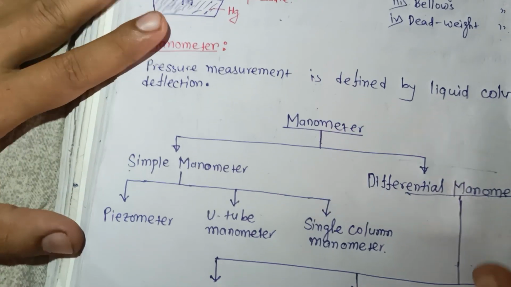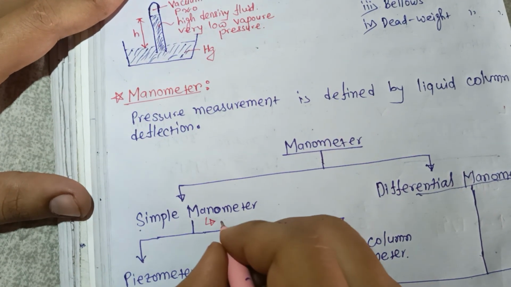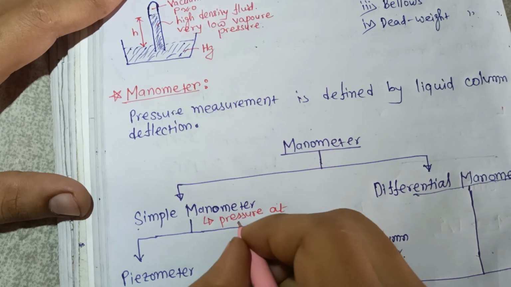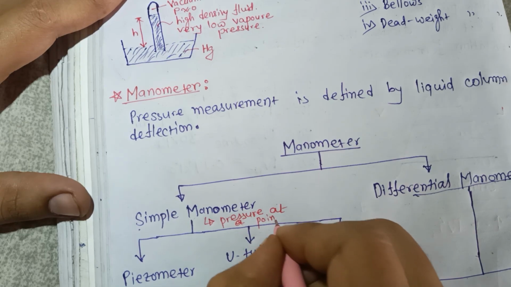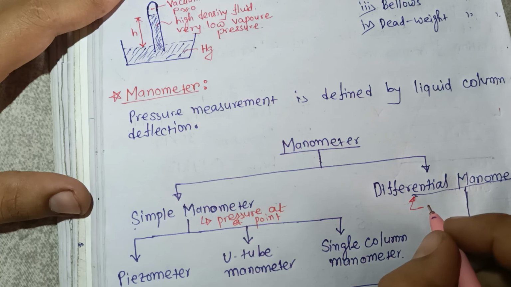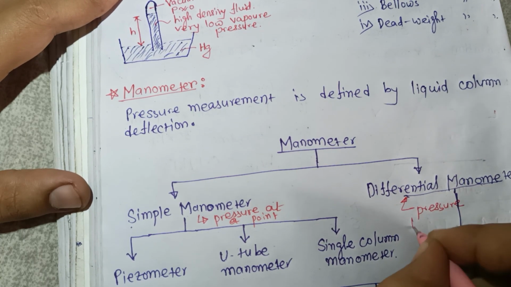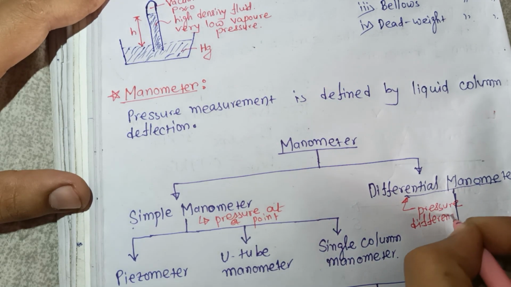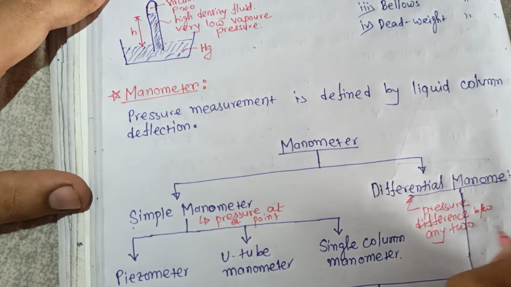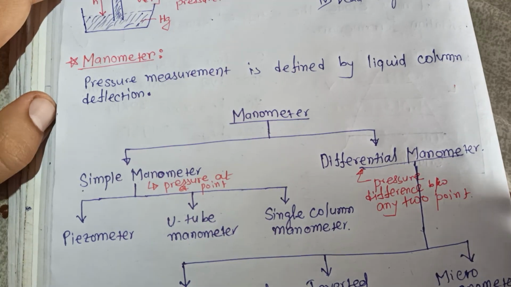So the simple manometer measures the pressure at a point, and the differential manometer measures the pressure difference between any two points.